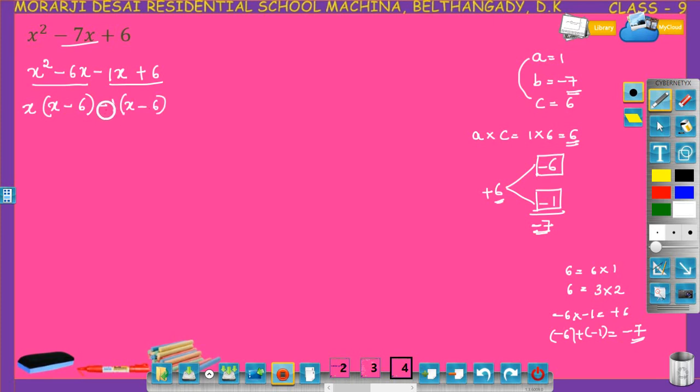Now you can check it out. See here, minus 1 into x is minus 1x. Minus 1 into minus 6 is plus 6. By multiplying this, you have to get minus 1 in x plus 6. Here also x into x square, x into minus 6, minus 6x. Now see here, x minus 6 is common. Here remaining is x minus 1. So factorization of x square minus 7x plus 6 gives x minus 6 into x minus 1.